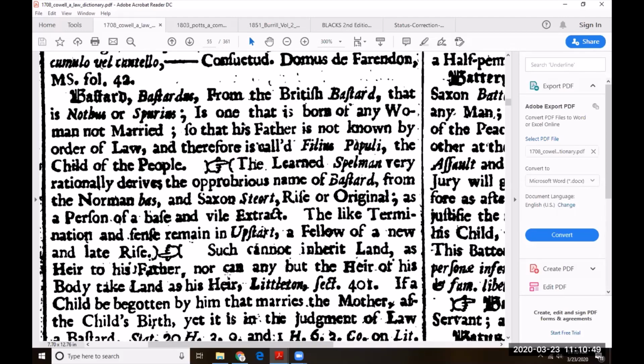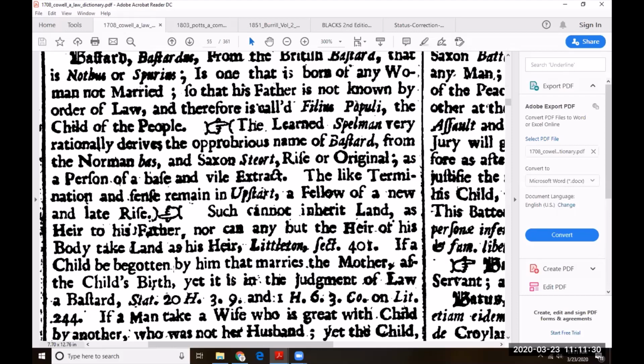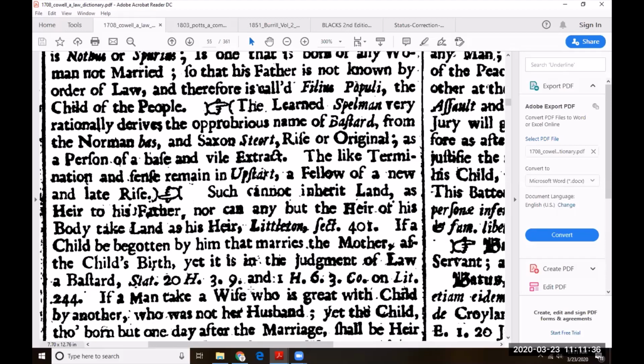Okay, we need to read some more of this because there's more details in there. As a person of base and vile extract, the like termination, and a piece, a fellow of a new and late rife, such cannot inherit land as heir to his father, nor can any but the heir of his body take land in his heir. If a child be begotten by him that marries the mother after the child's birth, yet it is the judgment of law a bastard.